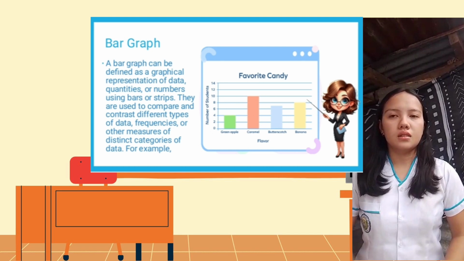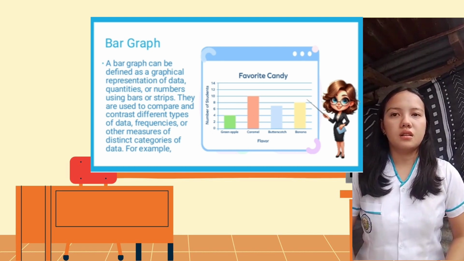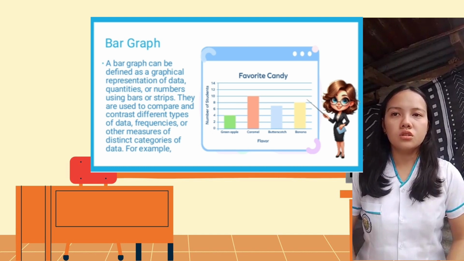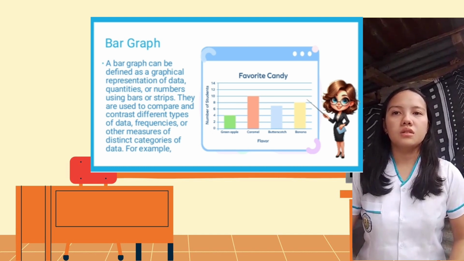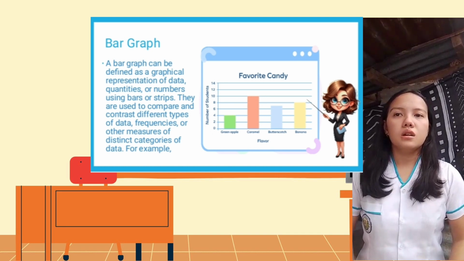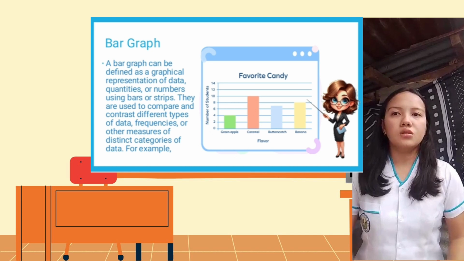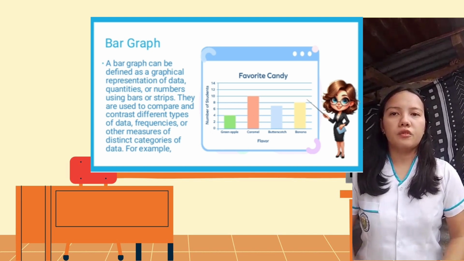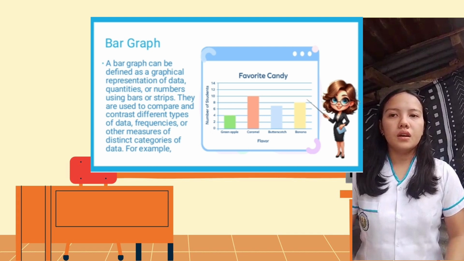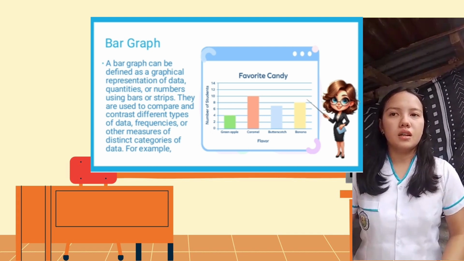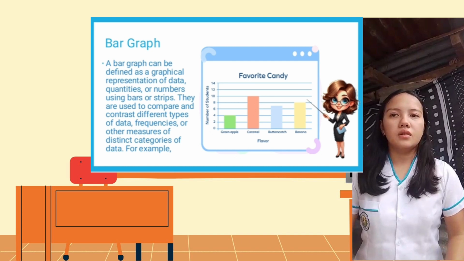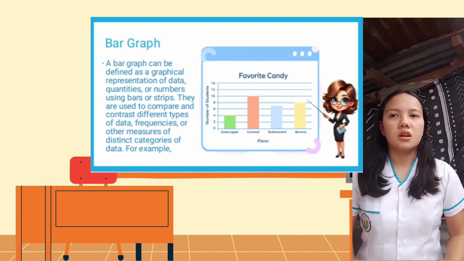A bar graph is a visual way to present data using bars or rectangles. Each bar represents a different category, and the height or length of the bar shows the amount or frequency of that category. We use a bar graph to make it easier to compare the amounts or frequency of different categories at a glance. They help people understand data quickly, even if they're not familiar with numbers. They can also highlight patterns and trends in data.